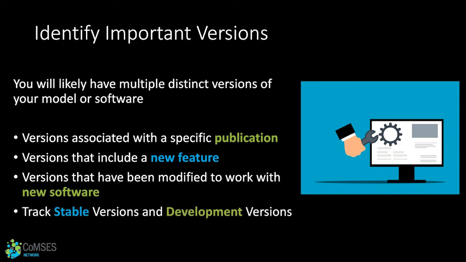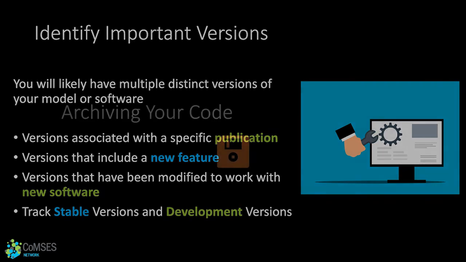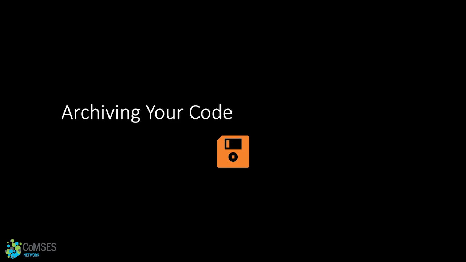Ultimately, version control software helps you track stable versions and development versions of your software so that you and your team can continue to develop new features and provide others with your software in the future. In the next module, we will discuss the importance of archiving your code.